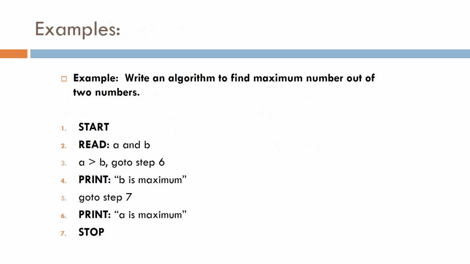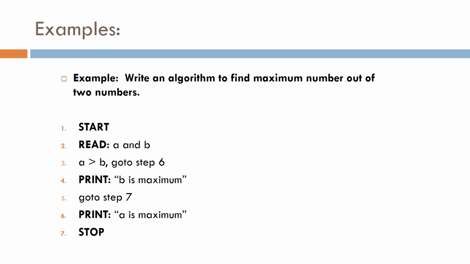These are a few examples of algorithm. Our problem statement is: write an algorithm to find the maximum number out of two numbers. This is a very basic example of programming in C, in which we are going to find the maximum, or bigger value, from two numbers, right? So we are giving the step numbers like 1 to 7. Here it is given.